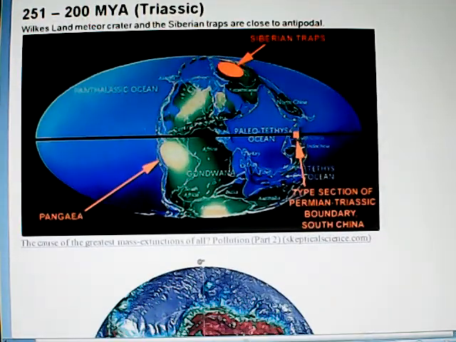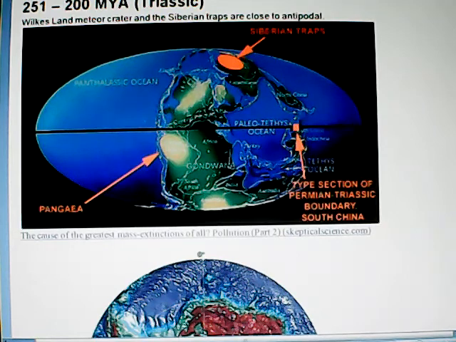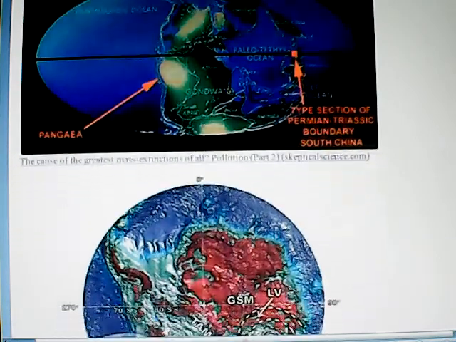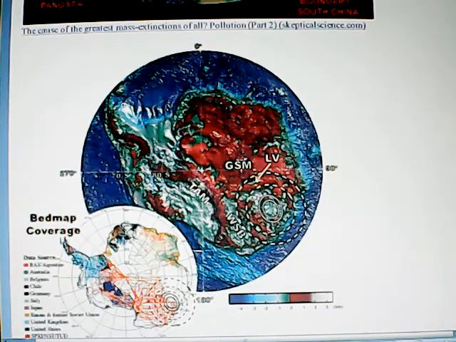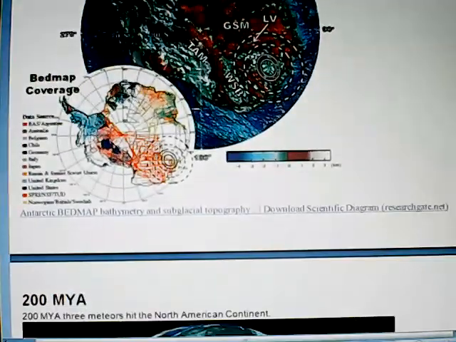Okay, 251 million years ago, you had the Wilkesland meteor crater, or the Wilkesland meteor impact in Antarctica, forming the Siberian Traps. A hot spot nearly antipodal to the crater, which is here in Antarctica, which was another mass extinction.